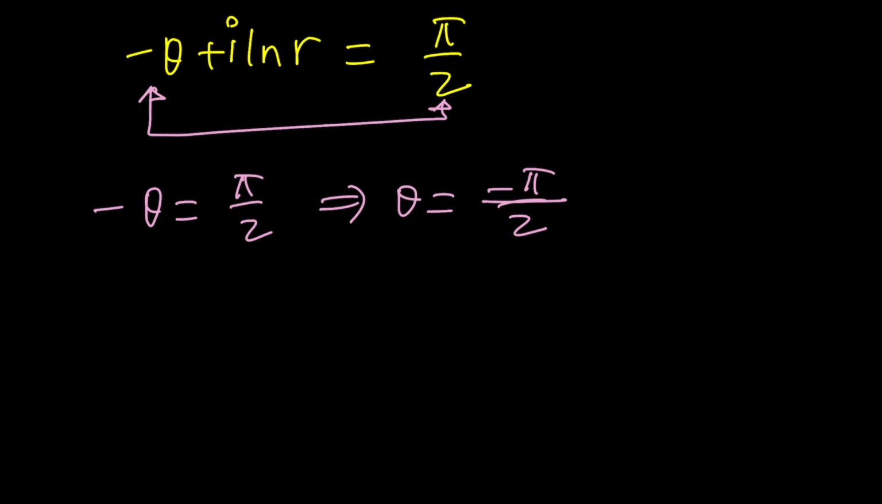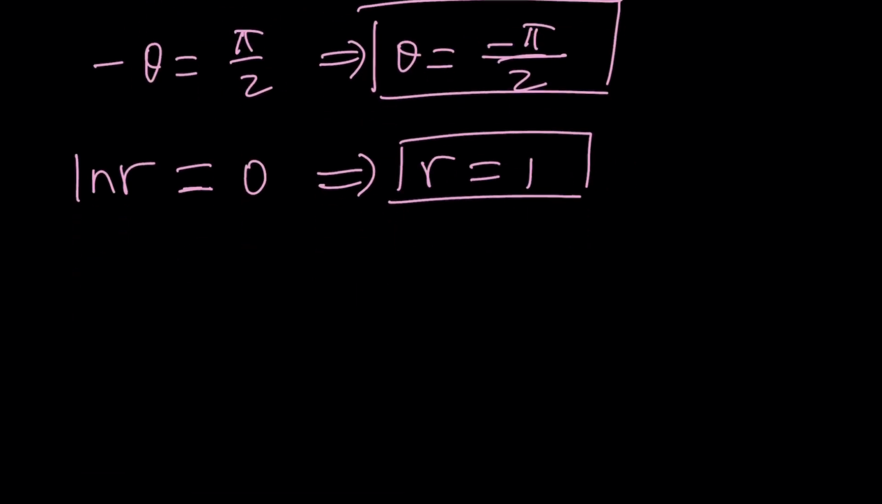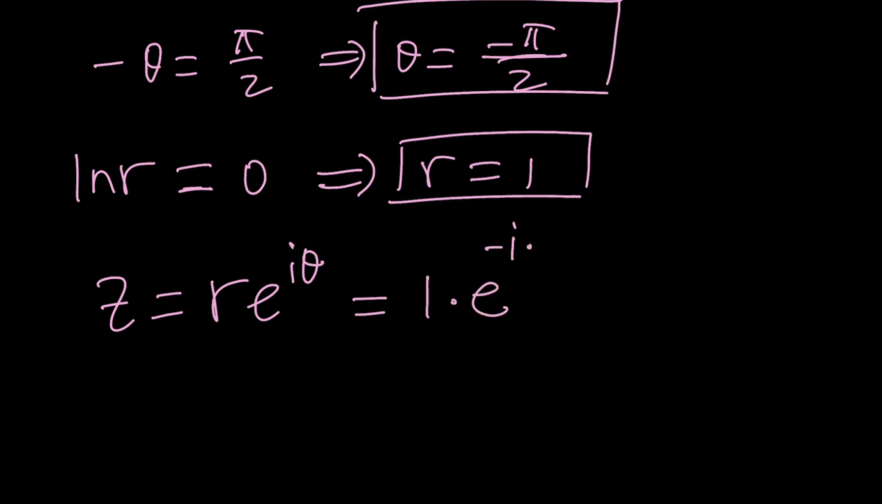And then the imaginary part, on the right-hand side, we notice that we have 0i. So the coefficient of i needs to be 0, which means ln r is 0. You've got to remember, r is real and non-negative, right? So from here, we get immediately r equals 1. Nice. Now, remember, we are able to write z as r e to the i theta. So r is 1, theta is negative pi over 2, so I can put the negative here, and that will be my solution.